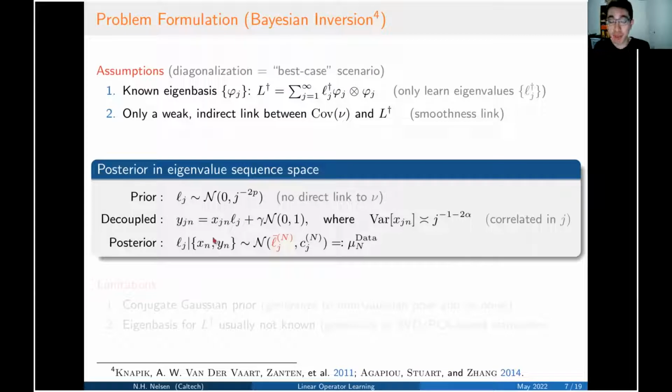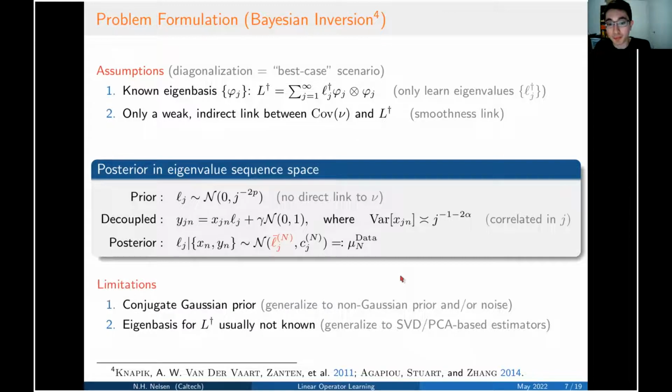But because we've assumed a Gaussian prior, we get conjugacy, so it's quite easy to write down the posterior distribution on the sequence space. So we can explicitly analyze that posterior formula. Of course, conjugacy and the diagonalization are quite big assumptions, so hopefully we can relax that in the future.